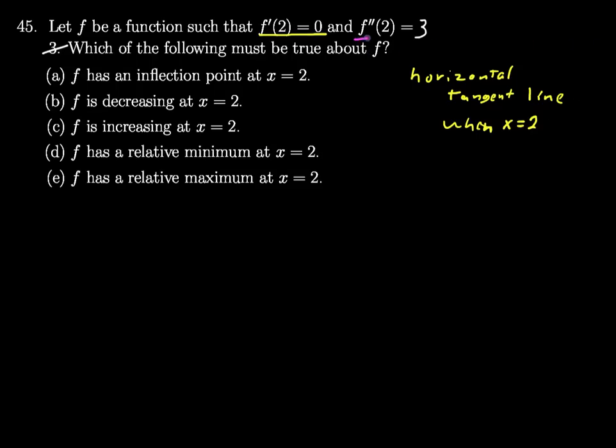F double prime of 2 is 3. And that means that it is concave up when x is equal to 2. So what this means now, if I have my graph, I'll draw a little graph, I don't know where up or down this curve is, but I do know a few things. First thing I know is that wherever this curve is, it's horizontally tangent right here. That's the first part. And it's concave up.